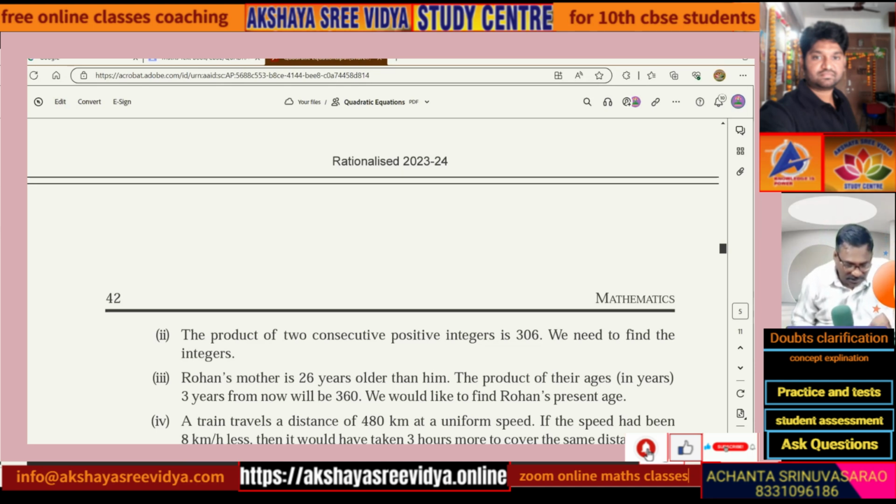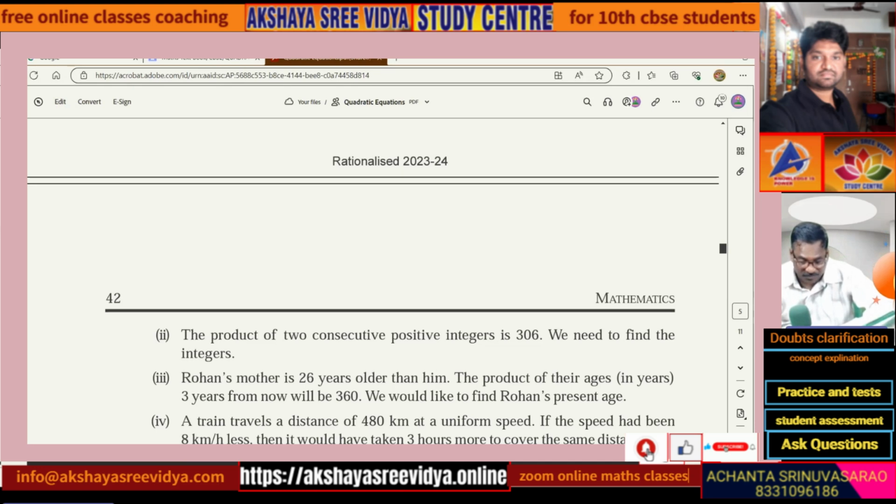Rohan's present age. Suppose Rohan's age is x. Let us consider Rohan's age is x. Therefore, as per the given question, Rohan's mother's age is x plus 26. After 3 years, the age of Rohan will be x plus 3, and Rohan's mother's age will be x plus 26 plus 3, therefore x plus 29.